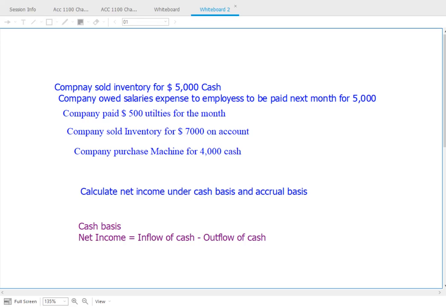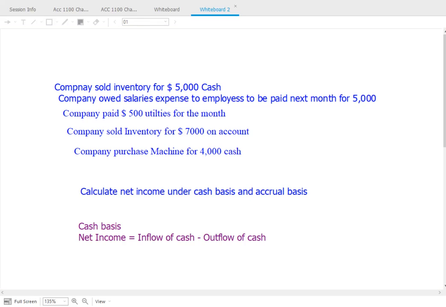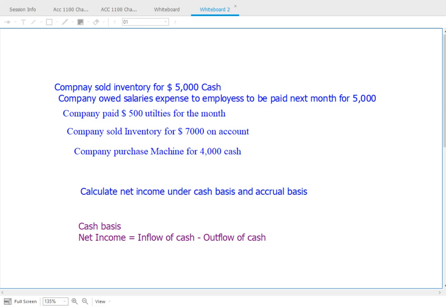Okay, so let's analyze every transaction. Let's start with the first one. When the company sold inventory for 5,000 cash, under cash basis, did this transaction have an effect on cash? Yes, inflow. Very good. So I have cash inflow, the first one, equal to 5,000 because I received cash.